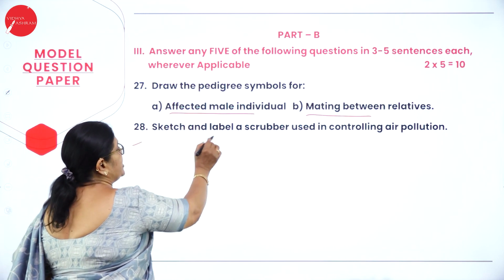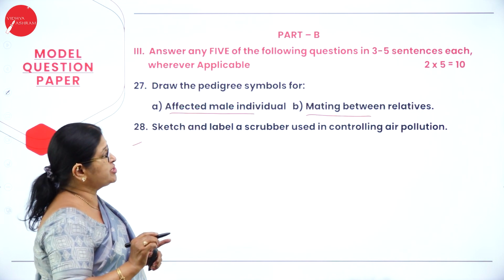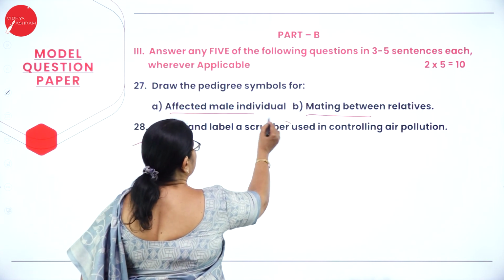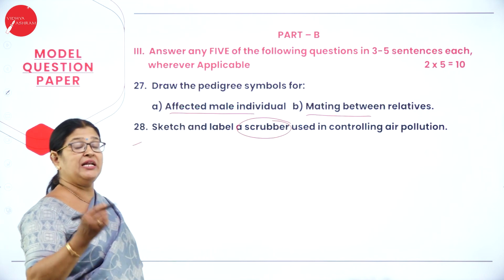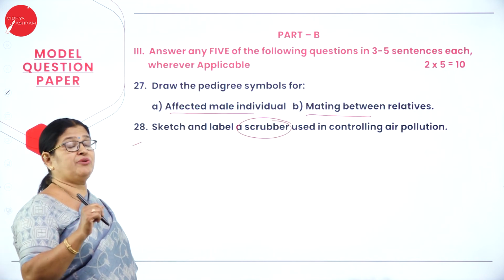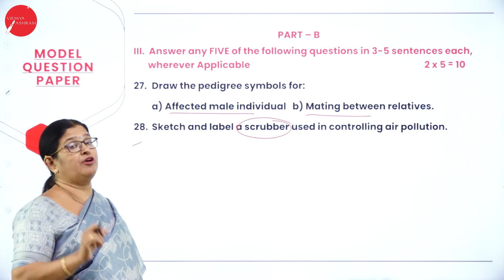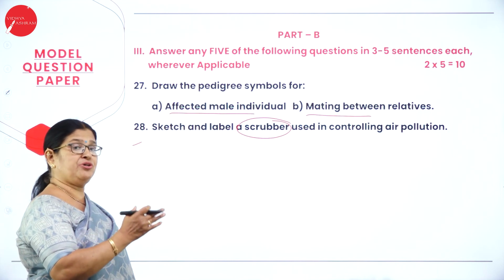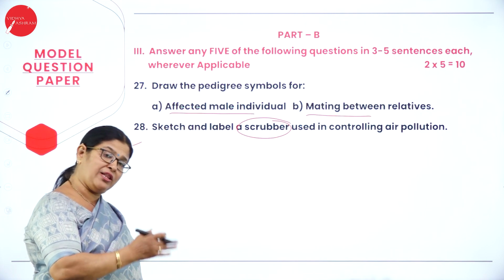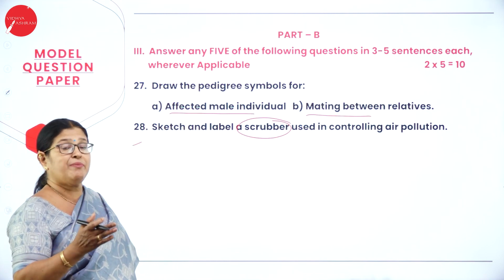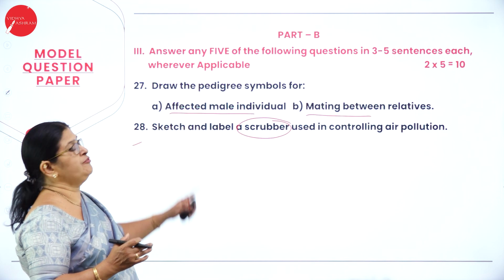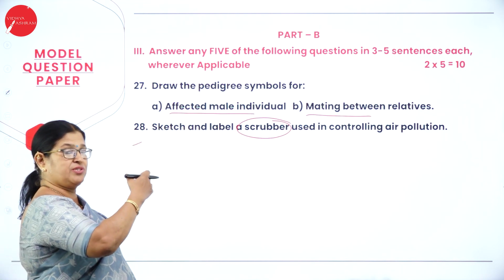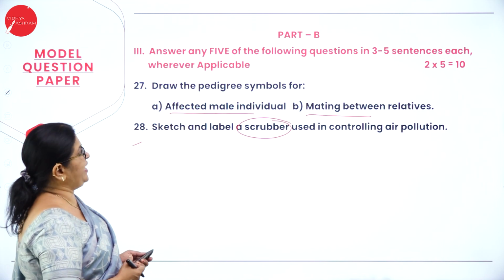Then 28, sketch and label a scrubber used in controlling air pollution. So you're supposed to sketch and label a scrubber. How many labelings must you make sure to write when you draw the diagram? Minimum 4 labelings should be there. Otherwise, you will not get marks. So make sure you draw the diagram and label all the parts, and make sure at least 4 labelings are there for this particular question. So this is about part D, which has questions from 21 to 28.